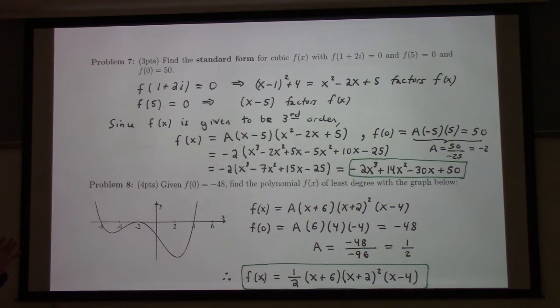Notice that f of 0 is 50. That was given. See it? So what is f of 0? Well, evaluate f at 0. We get minus 5 from the first factor, and we get 5 from the second factor. So I get a times minus 5 times 5 equals 50. If I divide both sides by minus 25, I get a is equal to 50 over minus 25, which is to say a is minus 2.